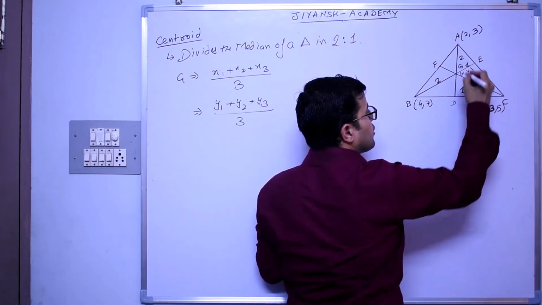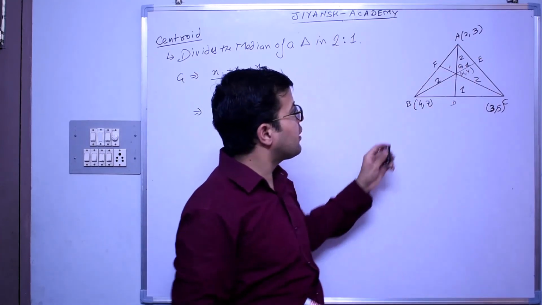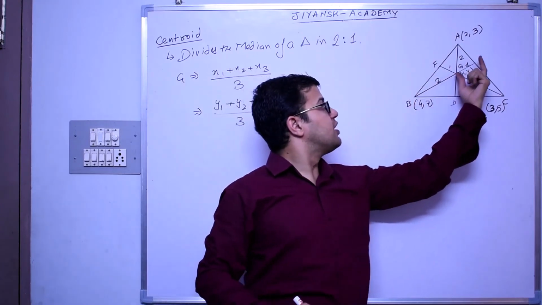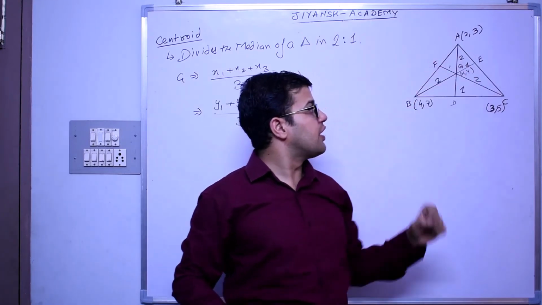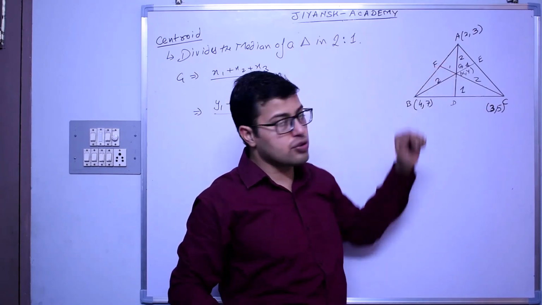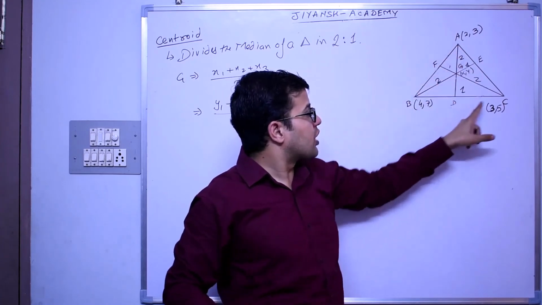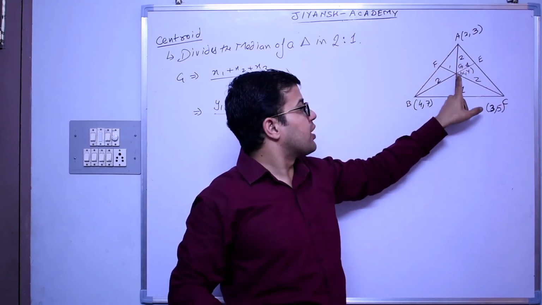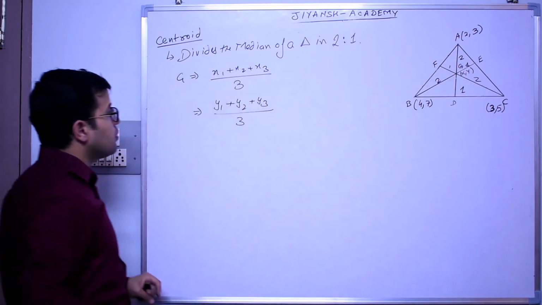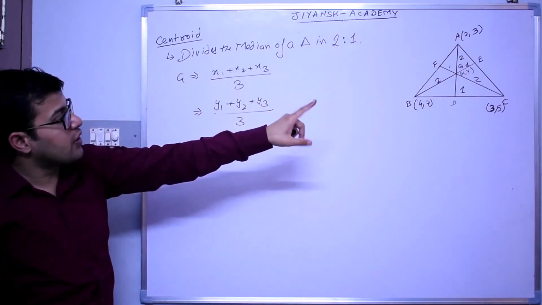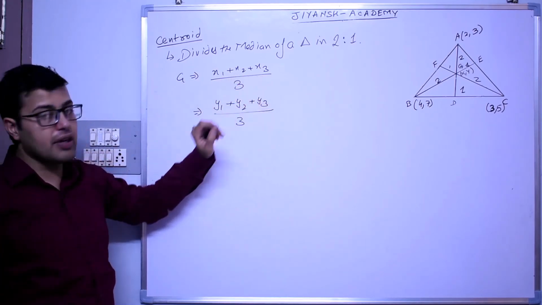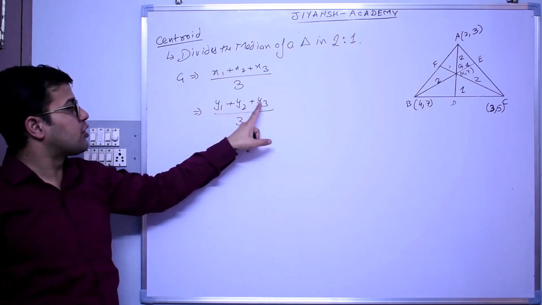So I'll say AG ratio GD is 2:1. BG ratio GE is again 2:1, and CG ratio GF is also 2:1. So whatever the median it is, the point centroid divides the median in 2:1. So the formula becomes, if I have to find out the abscissa, that is x of centroid, this will be x1 plus x2 plus x3 by 3, and for y it is y1 plus y2 plus y3 by 3.